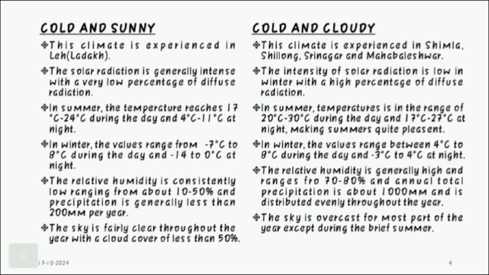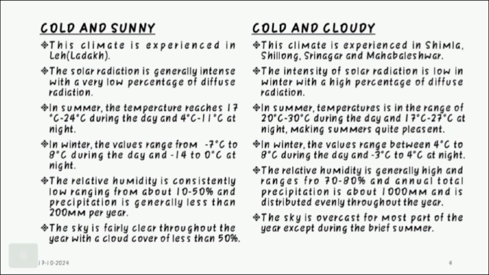Under the cold and sunny, relative humidity is consistently low, ranging from about 10 to 50%, and precipitation is generally less than 200 mm per year. But in cold and cloudy, relative humidity is generally high and ranges from 70 to 80%, and annual total precipitation is 1000 mm, and it is distributed evenly throughout the year.